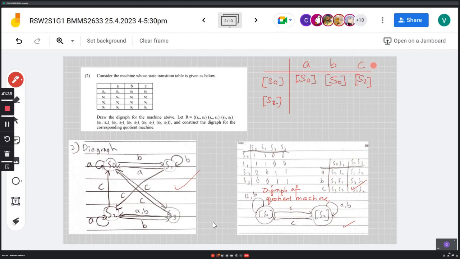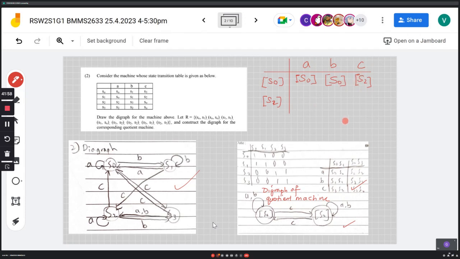Okay. So input C after the input, the S0 after the input C, it is S3, this one. But S3 now is the same class with S2. So we just write S2.